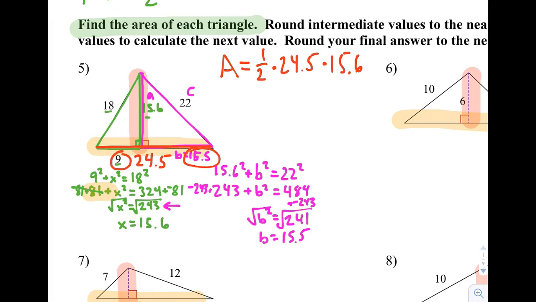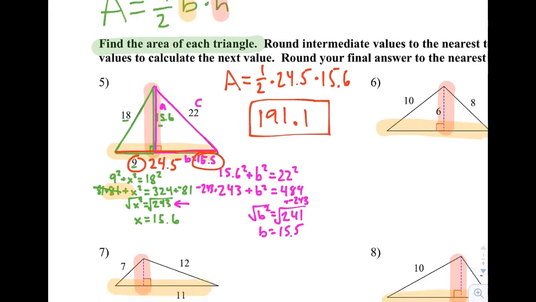And when we take all of that times each other, we get 191.1. That is going to be our area. Since we don't have units, we're not going to put units on our answer, so we'll just put 191.1.